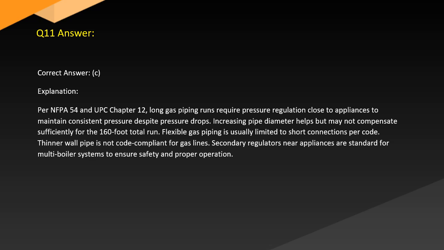Answer. Correct answer: C. Explanation. Per NFPA 54 and Chapter 12, long gas piping runs require pressure regulation close to appliances to maintain consistent pressure despite pressure drops. Increasing pipe diameter helps but may not compensate sufficiently for the 160-foot total run. Flexible gas piping is usually limited to short connections per code. Thinner wall pipe is not code-compliant for gas lines. Second, regulators near appliances are standard for multi-boiler systems to ensure safety and proper operation.